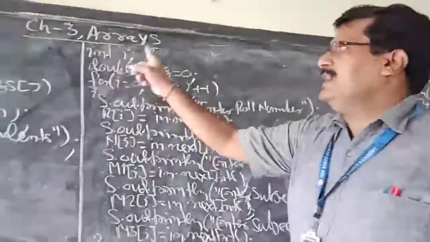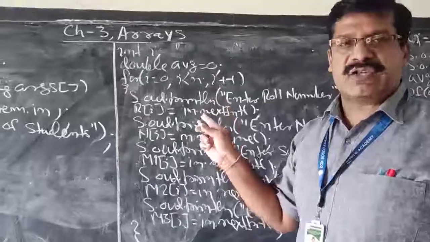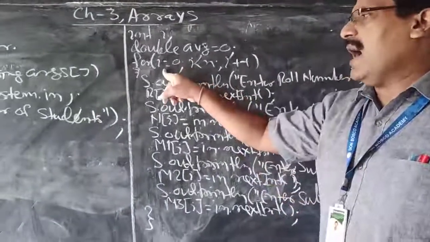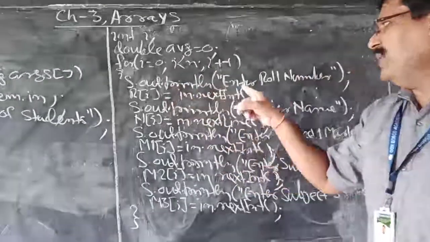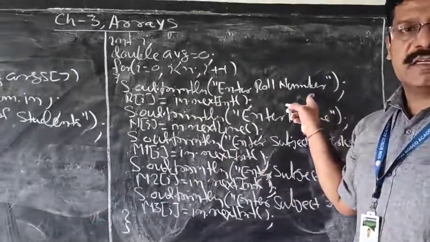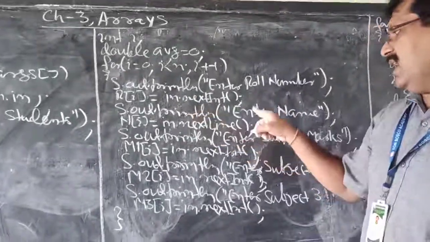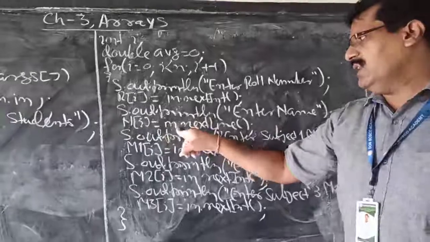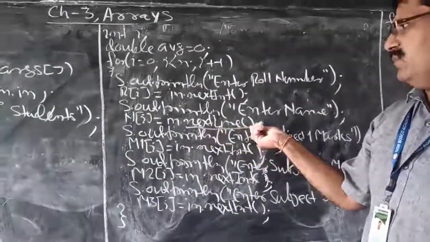Now we are going to input the values. So int I, index variable, double average equal to 0 to find the average marks. For I equal to 0, I less than n, I plus plus. Now System.out.println enter roll number. R[I] equal to in.nextInt. System.out.println enter name. N[I] equal to in.nextLine function. Remember here to use the nextLine method.